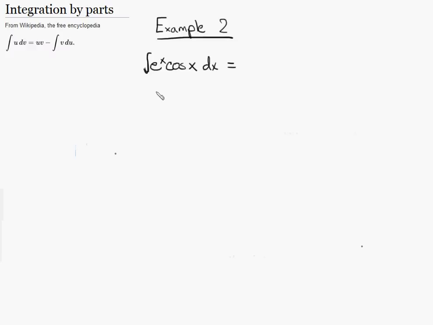Alright, this is another example of integration by parts. In this example we're going to try and find the integral of e to the x cosine of x dx. First thing we need to do is assign our u and du, or u and dv I mean.